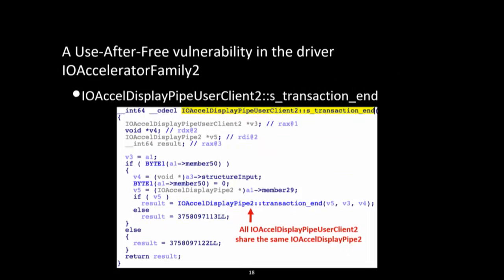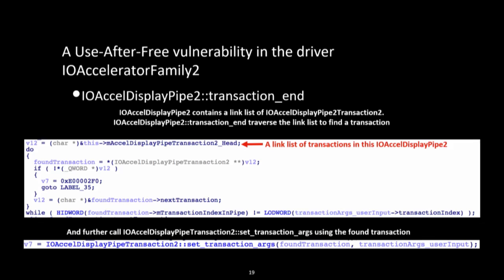The second bug is a use-after-free vulnerability in the IOAccelerator family 2. It has a method called sTransactionEnd. In this method, the user client will call transaction end in IOAcceleratorDisplayPipe2. Note that all user clients share the same pipe 2 instance. Pipe 2 contains a linked list for transactions, and pipe 2 will traverse the linked list to find a transaction, and then call set transaction arguments for the found transaction.